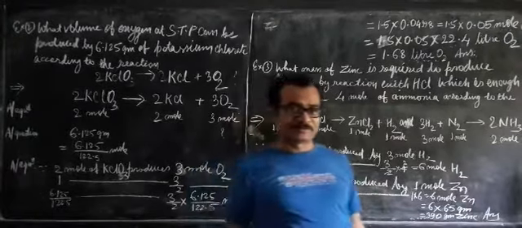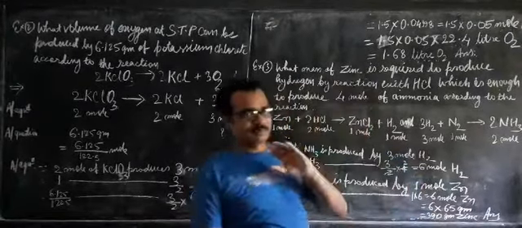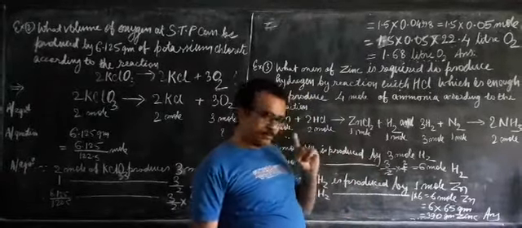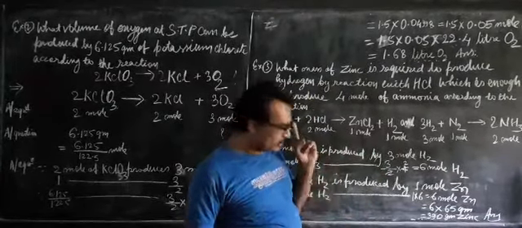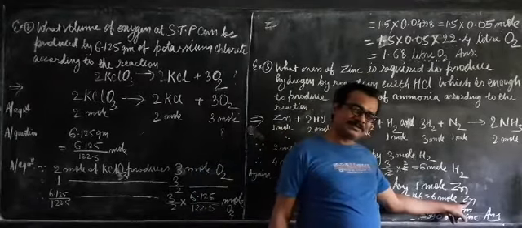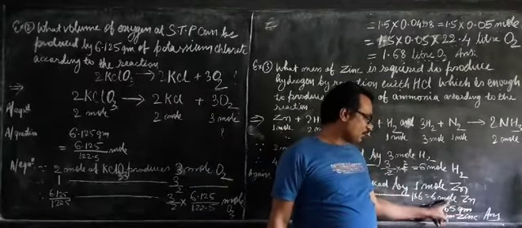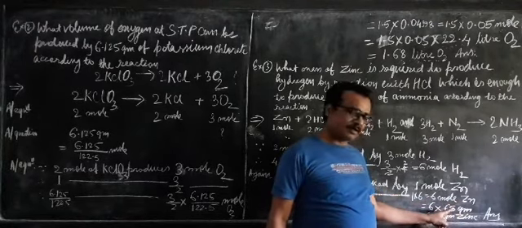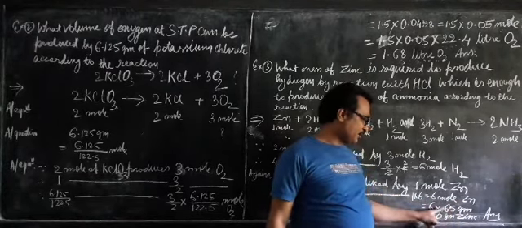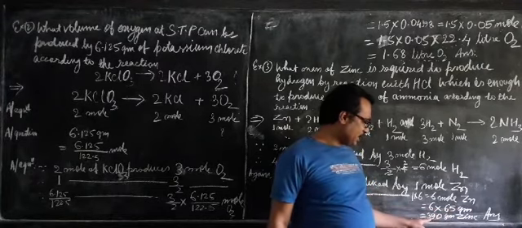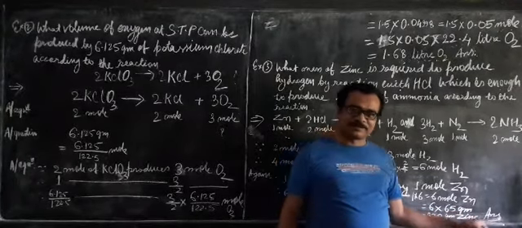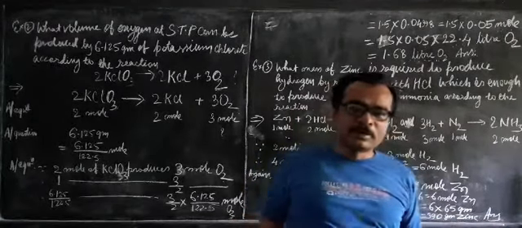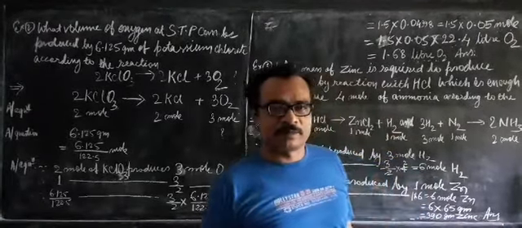Zinc is not a gas. It's a solid, so it should be converted into its mass. And we know the molar mass of zinc: it is 65 grams. So 1 mole of zinc equals 65 grams, and that's why 65 is multiplied here. So ultimately what we are getting is 390 grams of zinc. That means 390 grams of zinc would be able to produce 4 moles of ammonia.